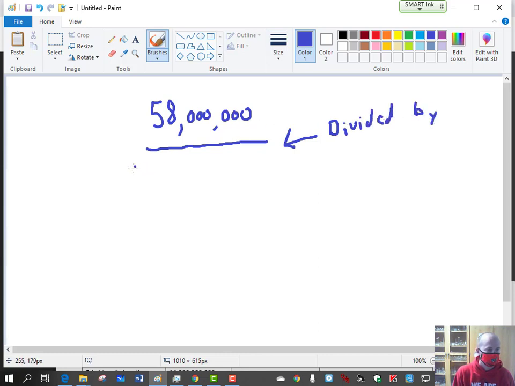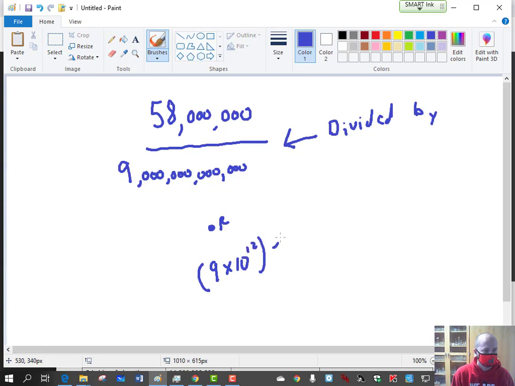You can do it this way, I guess, if you want. I don't like it this way. It's a lot of zeros. 12 zeros. Or if you know how to work a calculator, you could write 9 times 10 to the 12th instead of all those zeros. So instead of writing that, it's the same number, just one's written in scientific notation.